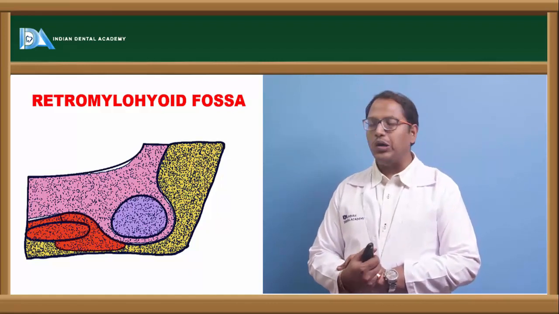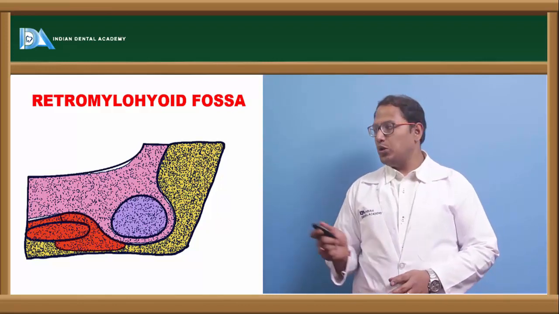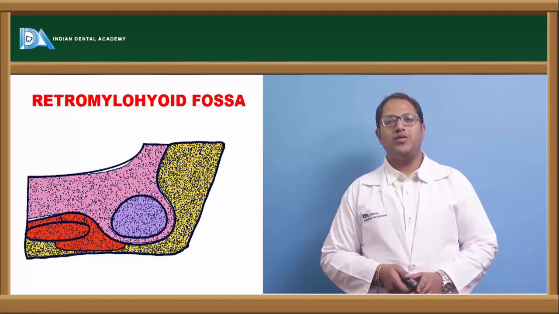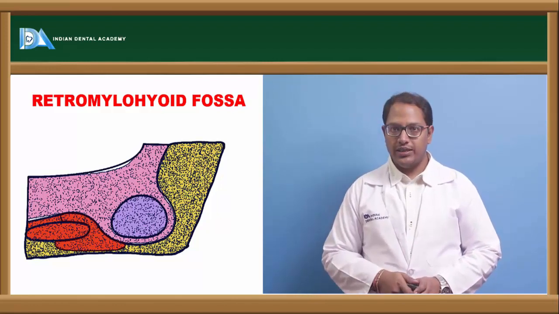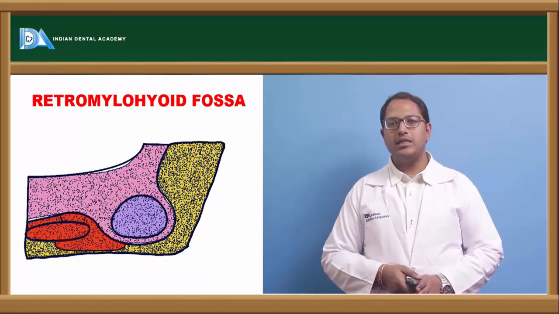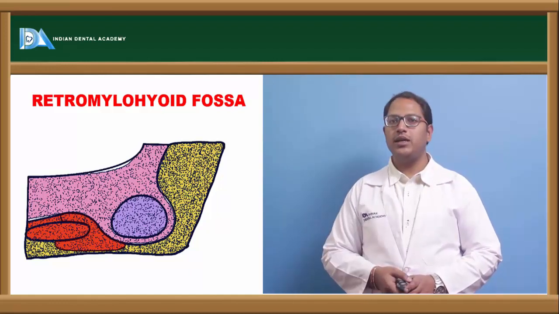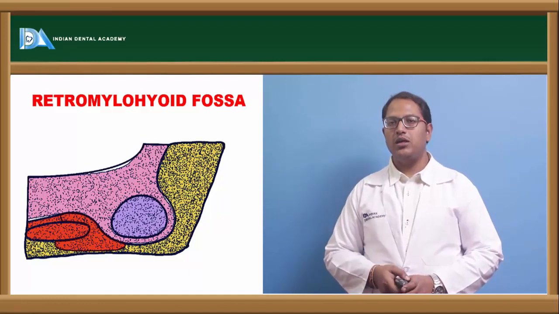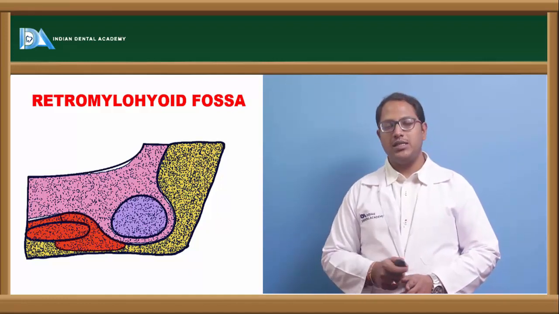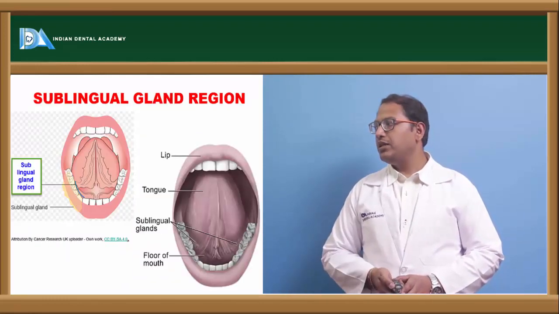Now let's see what it is bounded by. It is bounded posterolaterally by the superior constrictor muscles, posteromedially by the tongue. Anteriorly there is the retromylohyoid curtain or the posterior part of the mylohyoid ridge, and posteriorly we have the pterygomandibular raphe. What is there beneath? Submandibular gland.